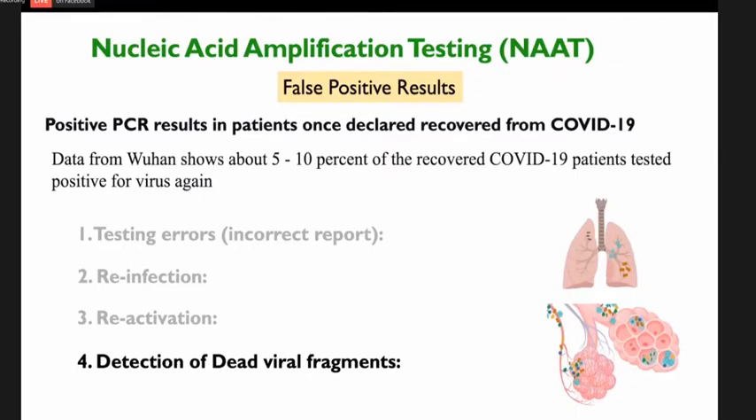Therefore, it is very crucial to understand that the PCR test detects the RNA of the virus, but not the live virus itself. In other words, a positive PCR reflects only the detection of viral RNA, and it does not necessarily indicate the presence of a live virus. In that case, virus culture should be performed in order to rule out reinfection or reactivation.